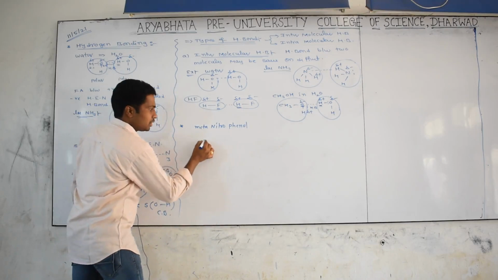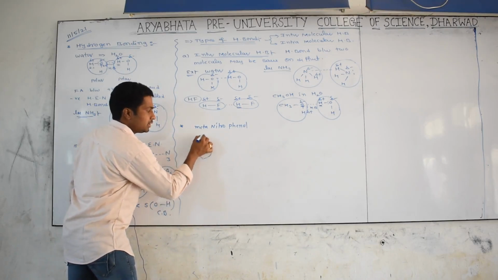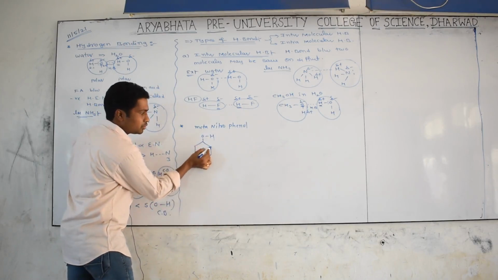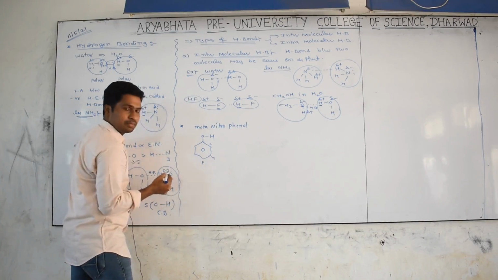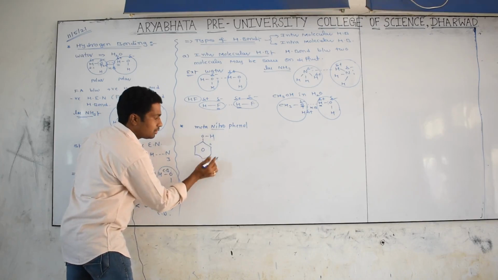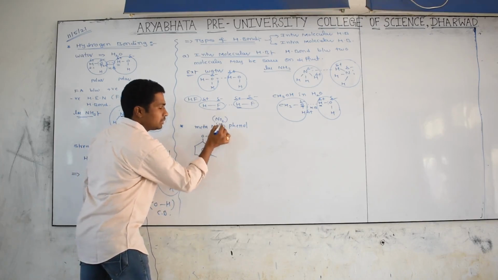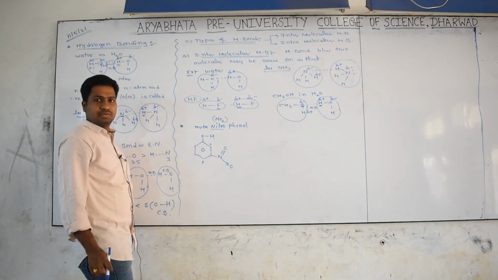Meta-nitrophenol. First of all, write down phenol. Phenol means an OH coming on benzene. Meta-nitro: this is the ortho position, this is the meta position, this is the para position. The meta position has which group? Nitro. Do you know the nitro group? It is nothing but the NO2 group. I will write it here, see carefully: N double bond O and a coordinate covalent bond with oxygen.